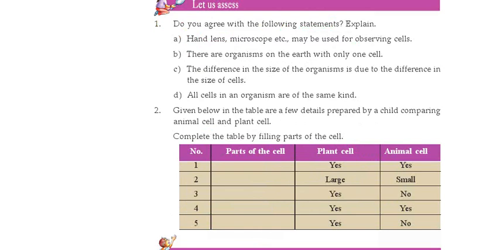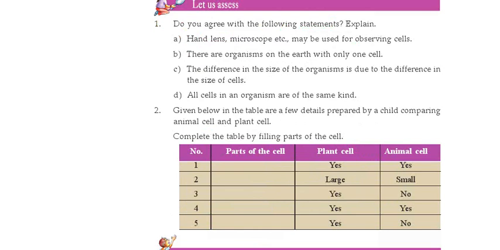A. Hand lens, microscope, etc. may be used for observing cells. What is the answer given? Can you see the small cells through hand lens? No. Cells are very, very small, so you can't see them with our naked eye. So we want to use a microscope to observe cells, isn't it?